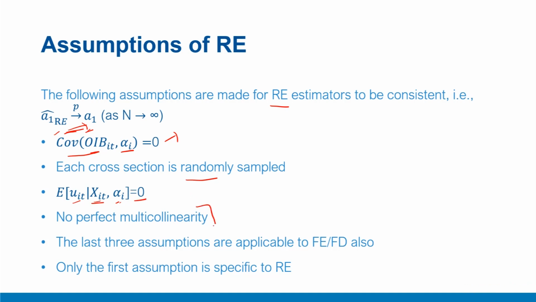Fourth, no perfect multicollinearity. Please note the last three assumptions, that is, the cross-section being randomly sampled, expected value of error term being 0, and no perfect multicollinearity, are also applicable to FE and FD. So this first assumption is specific to random effect, which states that there is no correlation or covariance between the independent variable and unobserved heterogeneity.